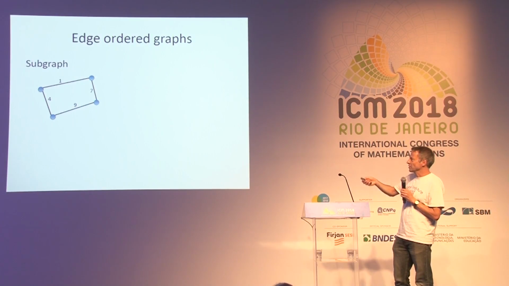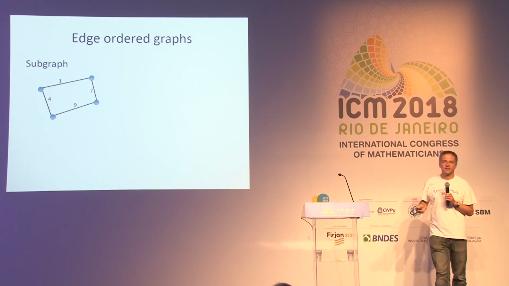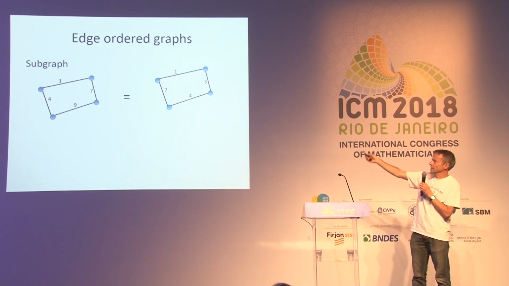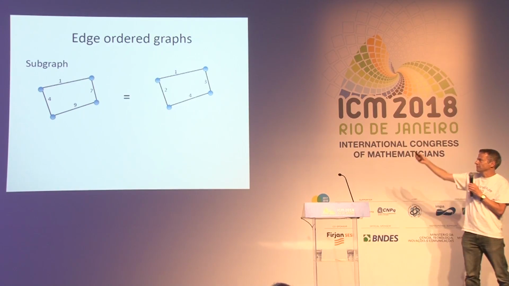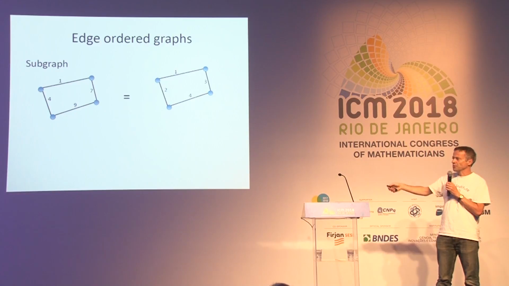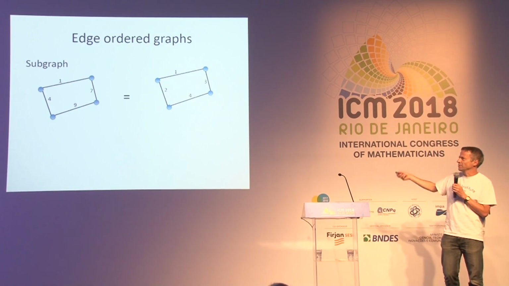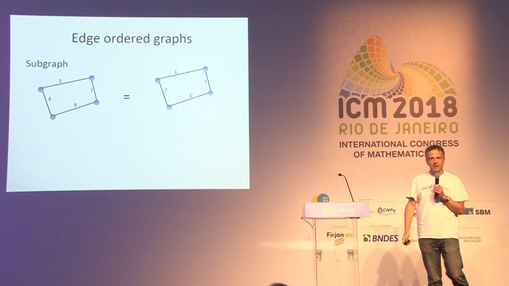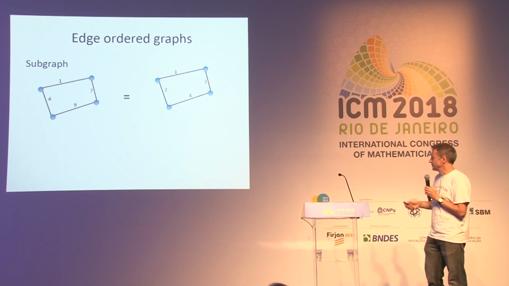And of course, you are not interested in the labels. It's just the ordering. So this particular cycle of length 4 is the same as that cycle of length 4. It's the same order. It's not a labeled graph. It's just an edge-ordered graph. There is a linear order on the edges.